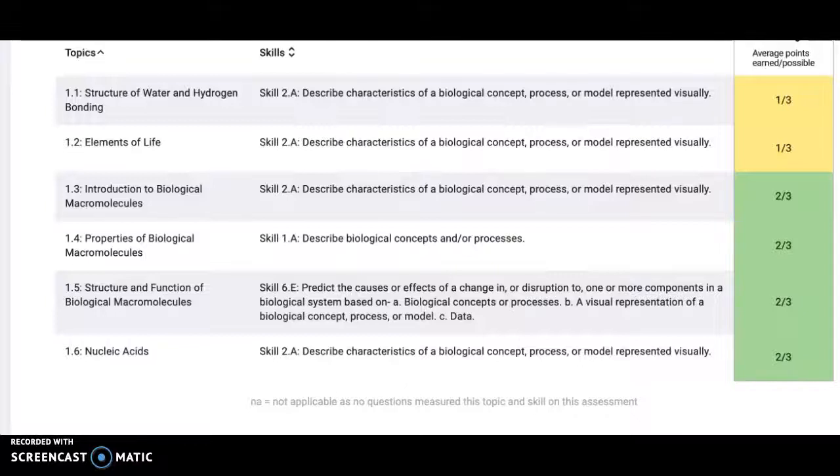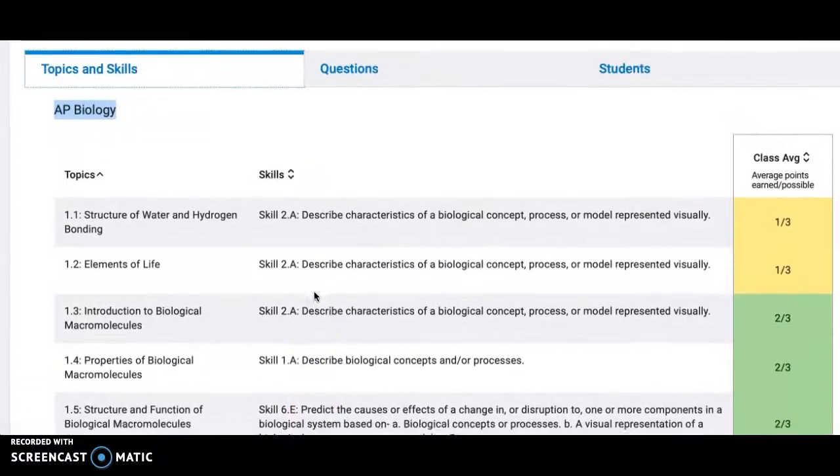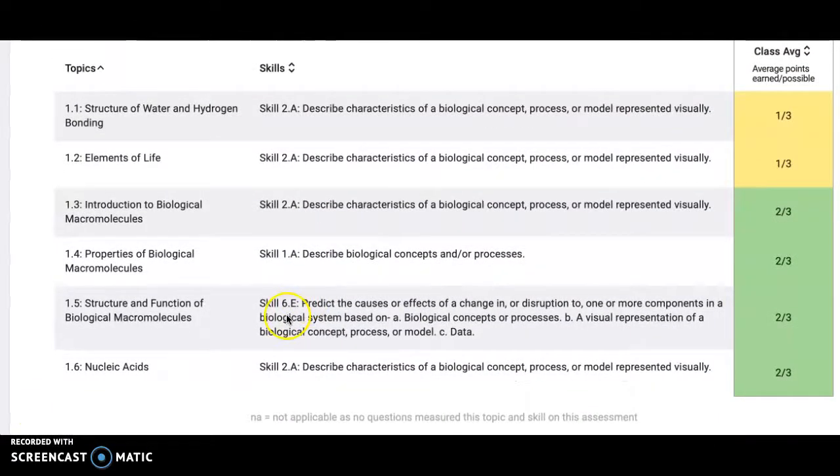Okay, everybody, so in this video I'm going to be going over the MCQ progress check for Unit 1. Now, this is going to take a little bit longer because there's more questions, so feel free to hop around and look at the specific questions you felt like you needed help with. I do want to start on this page, though, which is the score breakdown by topic, 1.1 through 1.6, and then the class average.